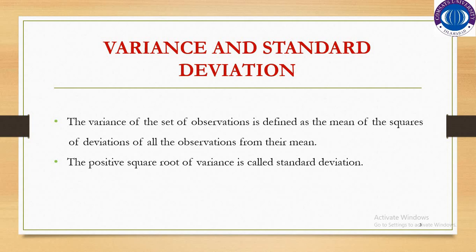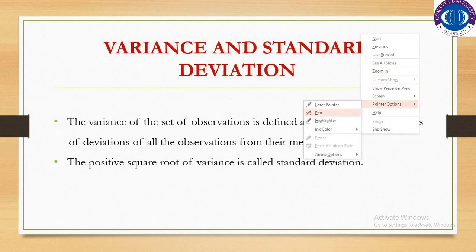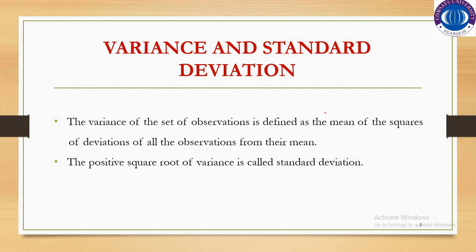Now we are going to learn variance and standard deviation. The variance of a set of observations is defined as the mean of the squares of deviations of all the observations from their mean. The positive square root of variance is called the standard deviation. If you concentrate on the definition, what it is saying is that the variance of a set of observations is defined as the mean of the squares of deviations of all the observations from their mean.